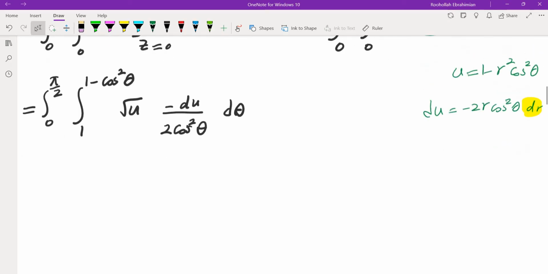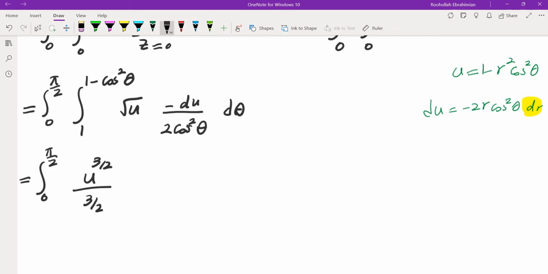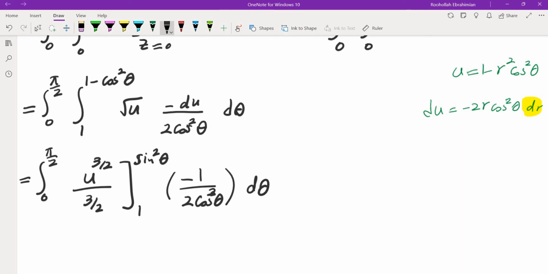So let's now evaluate this. So what do we get? We are going to get integral from 0 to pi over 2. Integral of, there's already a du here. So integral of root u is going to be u to the power of 3 halves divided by 3 halves. So that's integral of root u. And then this is from 1 to sine squared of theta. And of course, there's also a negative 1 over 2 cosine squared of theta, and then d theta.